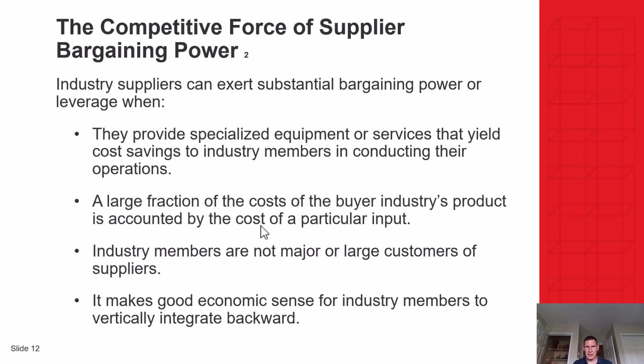Now, industry suppliers can exert substantial bargaining power or leverage when they provide specialized equipment or services that yield cost savings to industry members in conducting their operations. So think about machinery, for example, that's very customized. A large fraction of the cost of the buyer's industry product is accounted for by the cost of a particular input. Obviously, that's going to make a difference. Industry members are not major or large customers of suppliers, and it makes good economic sense for industry members to vertically integrate backward.